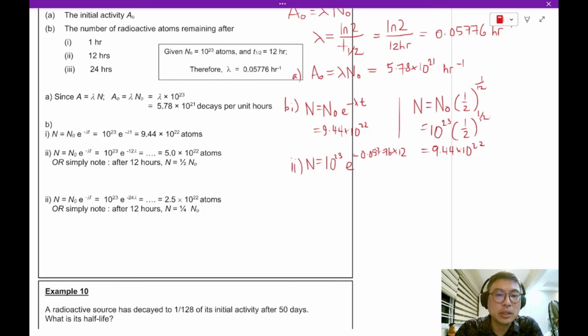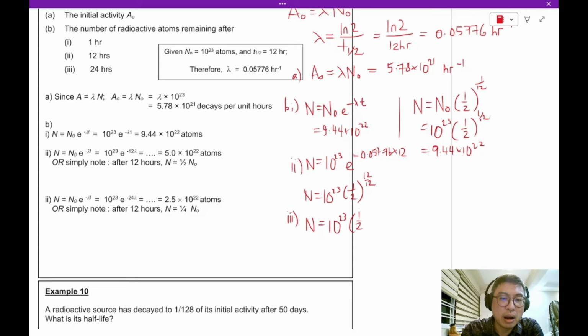You can also do it using the other formula, N equals 10 to the power of 23 multiplied by half to the power of the number of half-lives. In this case, one half-life has passed, 12 over 12. Now, you can also do the same for the third part. The third part says after 24 hours. So N equals N0 multiplied by half to the power of the number of half-lives, 24 over 12. This will give you the correct answer as well.